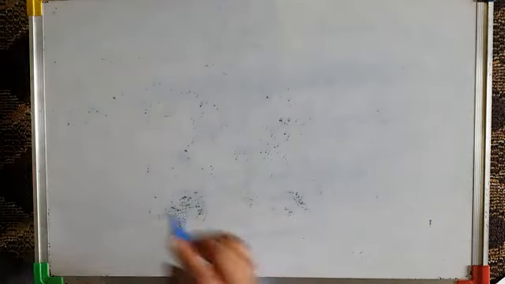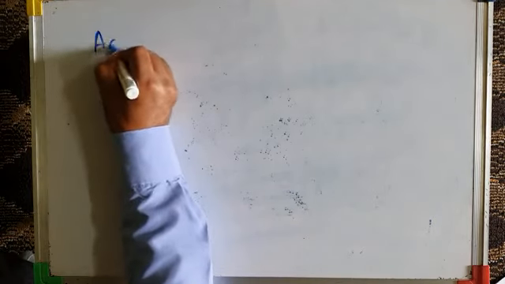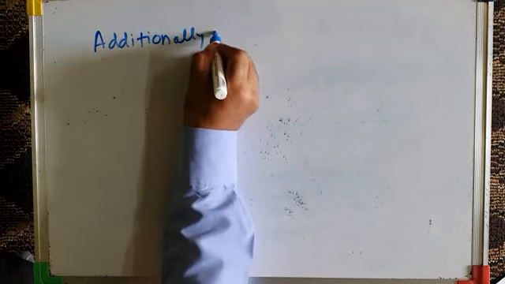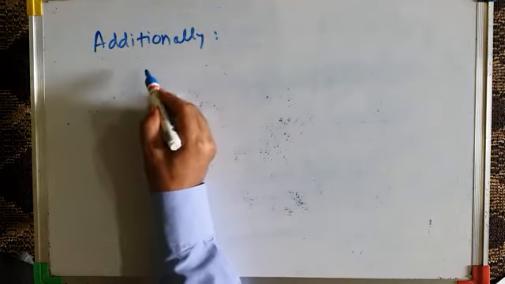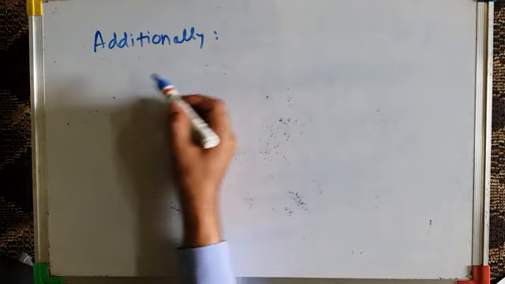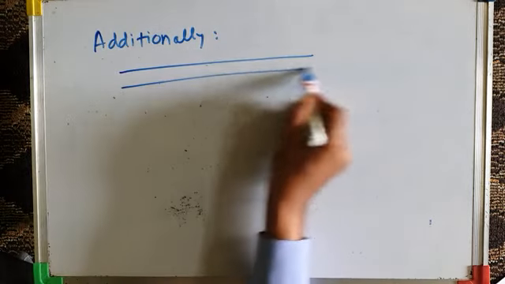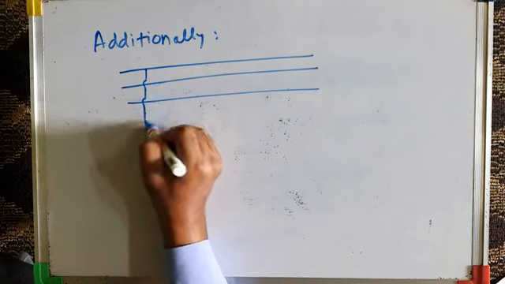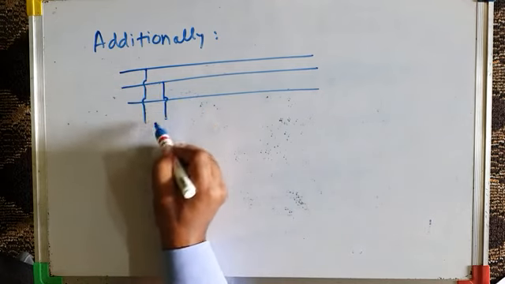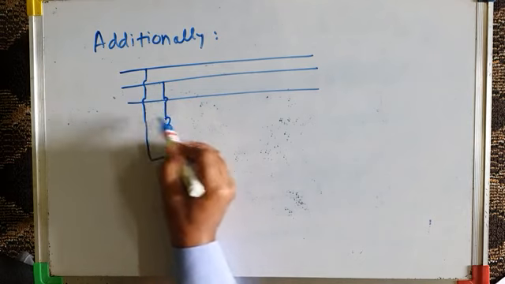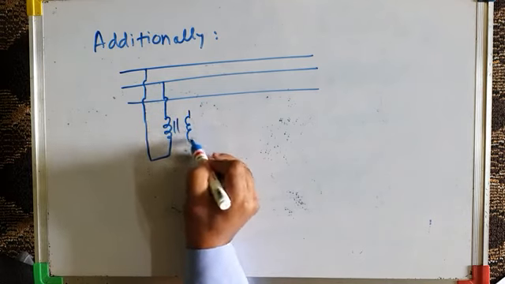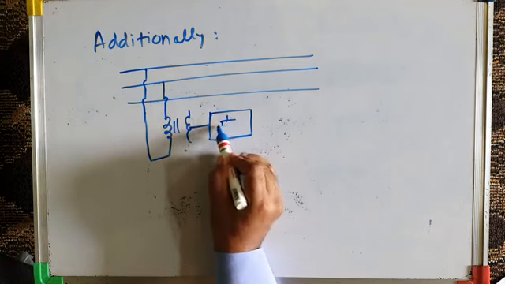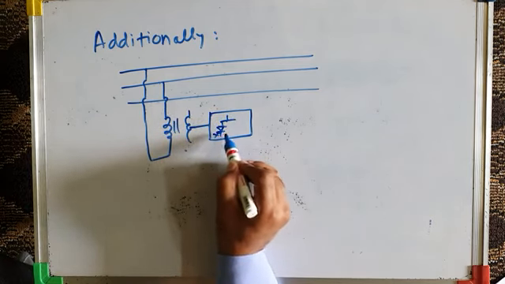So additionally, we have more controllers. I will write here. Additionally, we have more controllers, like the thyristor controlled voltage regulator. Let me first of all draw its schematic diagram. This is a three-phase system, and we are tapping energy from two phases like this. This is the transformer primary, and this is the transformer secondary, which is connected to a converter, IGBT or GTO based converter like this.